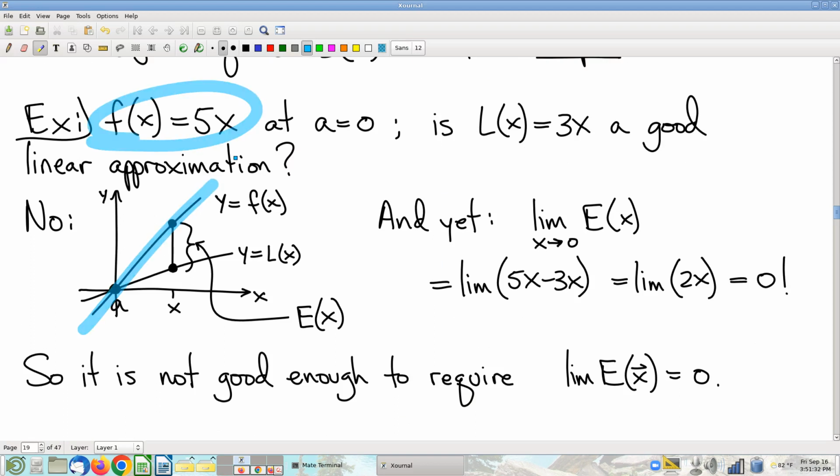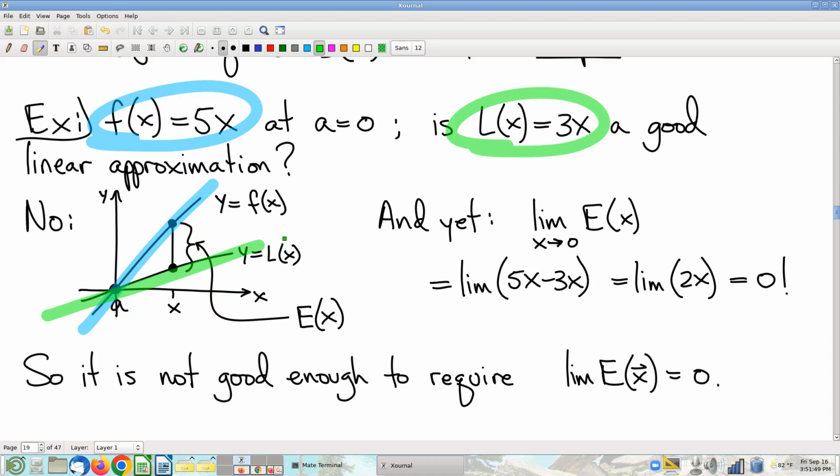Single variable function. Nice, easy example. Here is what you might call a candidate linear approximation. Obviously not a good one. But anyway, let's just try to quantify: does this qualify as a good linear approximation?